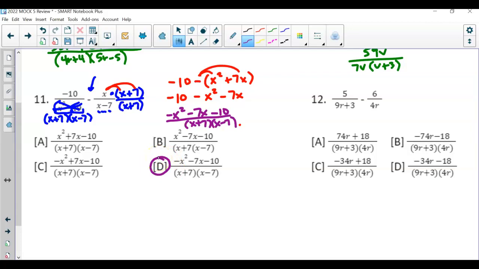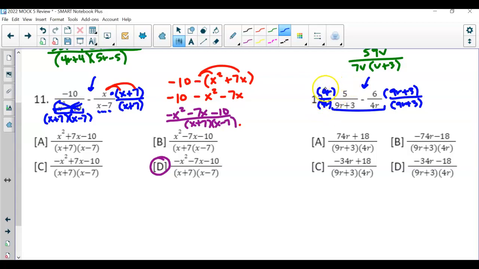Now question number 12. I notice in the denominator, I can't factor that, and I can't factor here. So even though we're subtracting, when we need the same denominator, we're just going to multiply them to each other. We're going to multiply 6 by 9r plus 3. And we're going to multiply 5 by 4r.